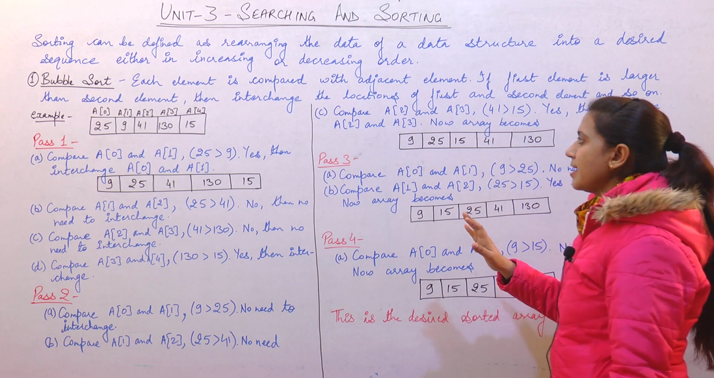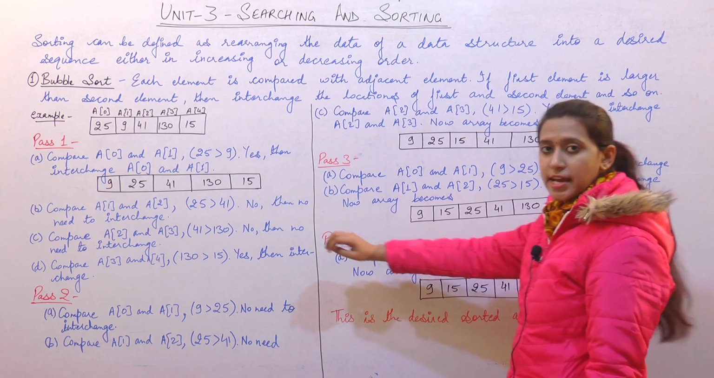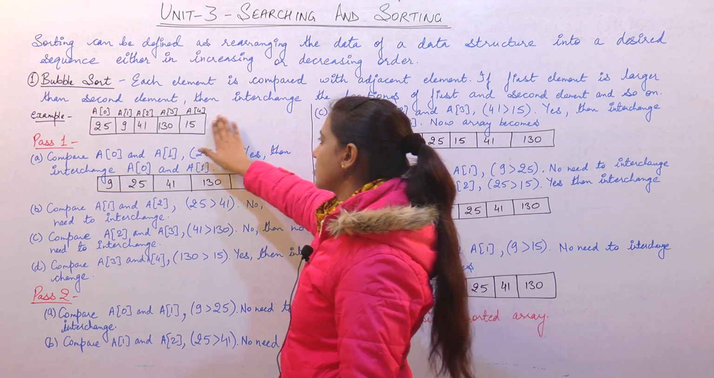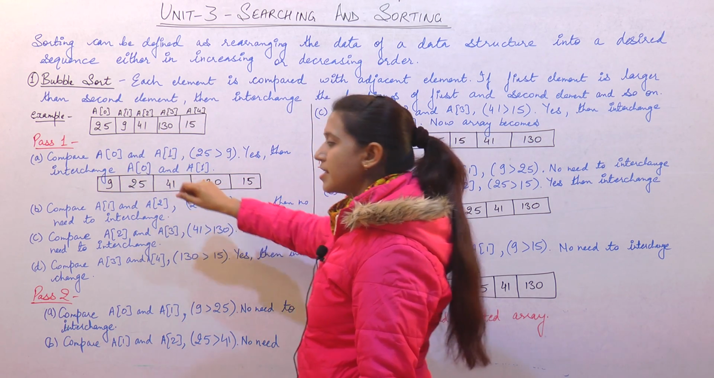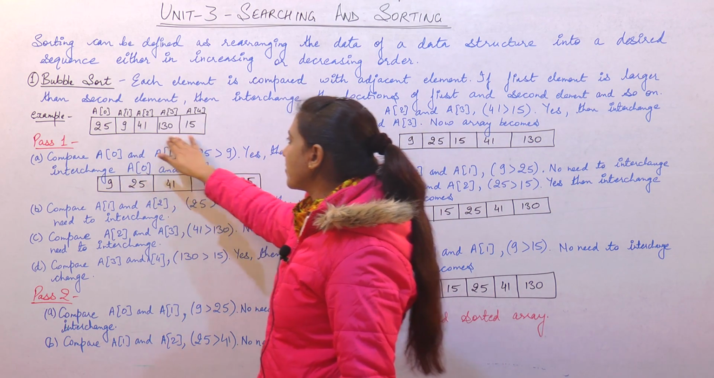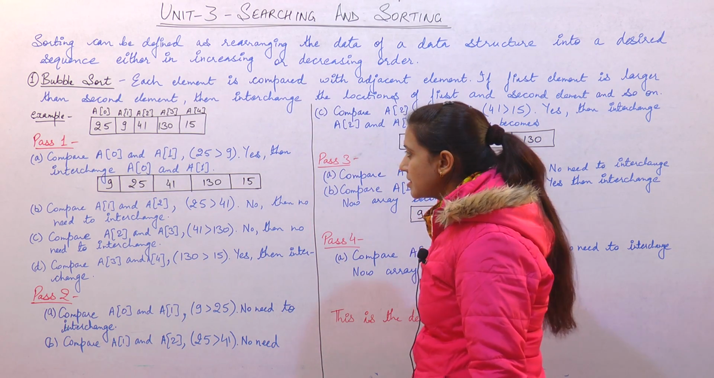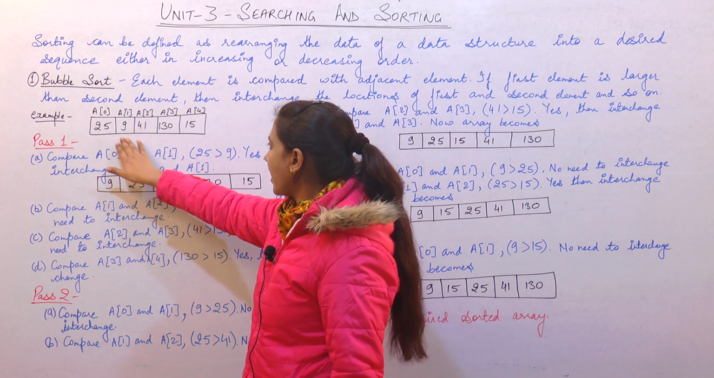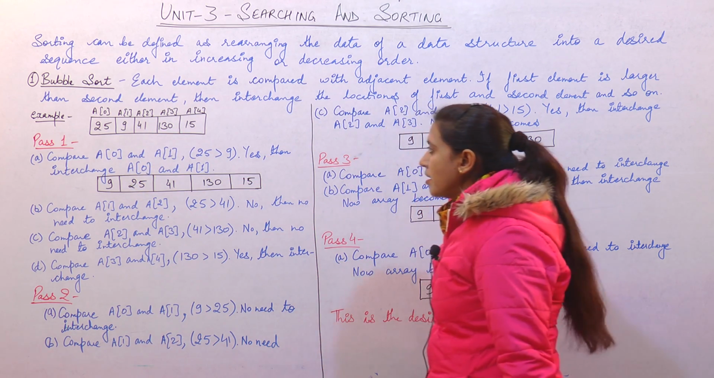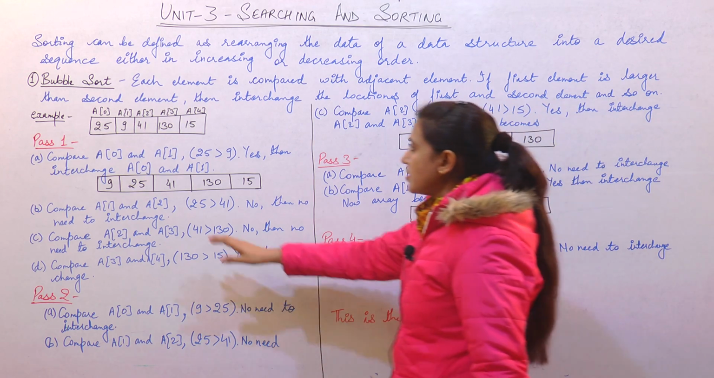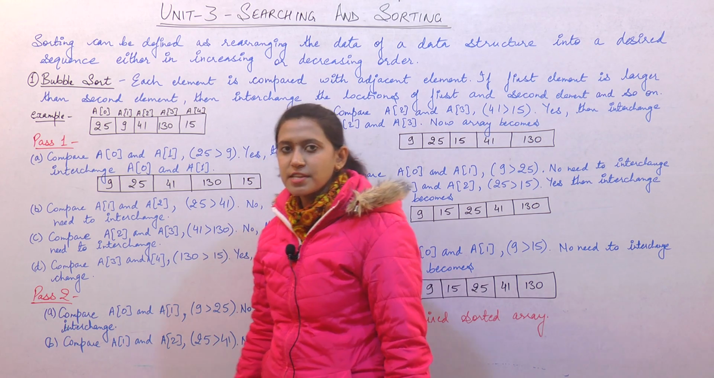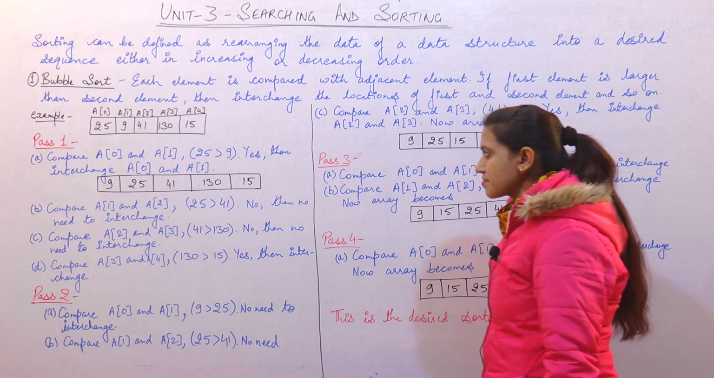So let's understand this bubble sort using an example. Suppose we have this unsorted array. In this array we have 5 data elements. The 5 data elements are 25, 9, 41, 130 and 15. And A0, A1, A2, A3 and A4 are the locations of these data elements.